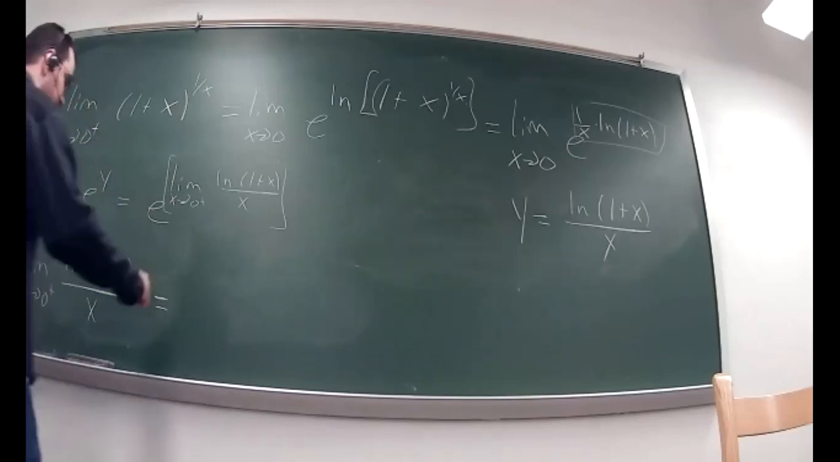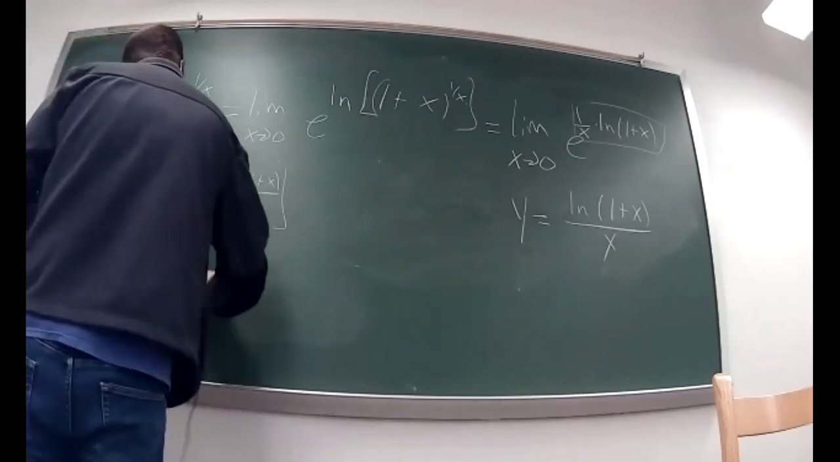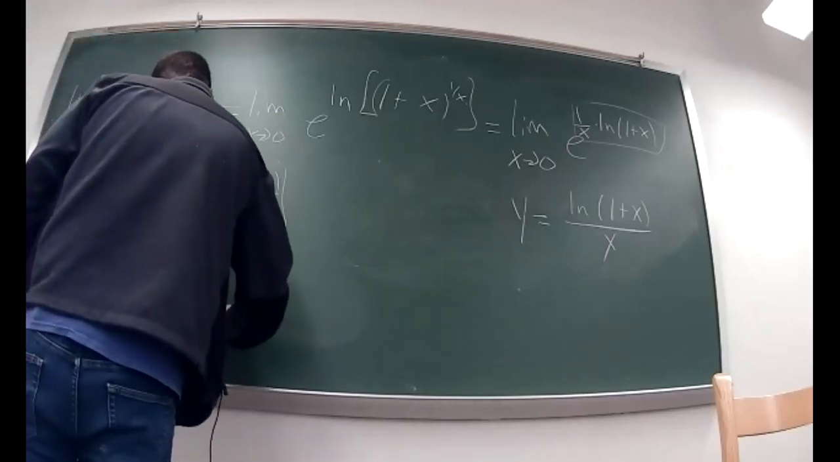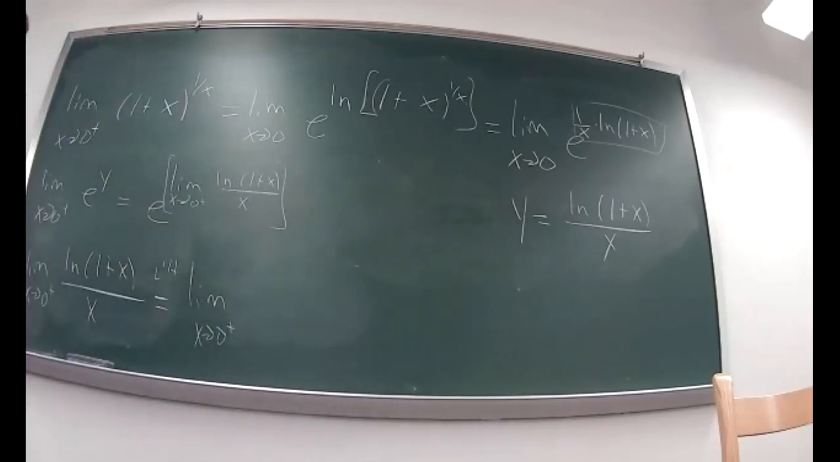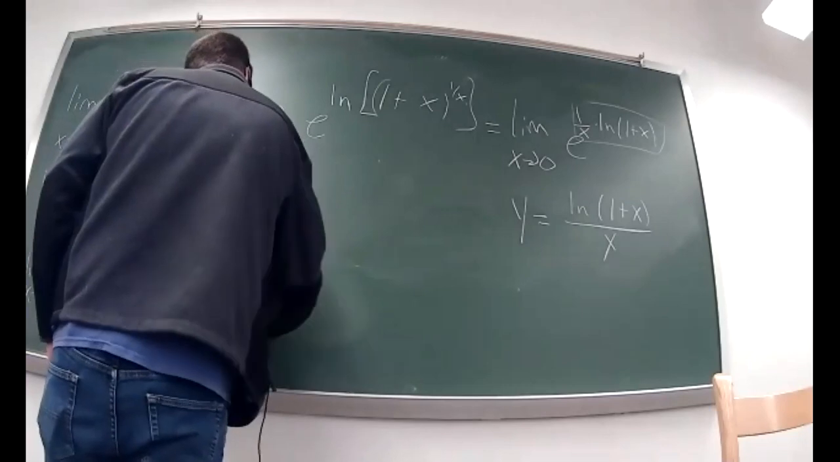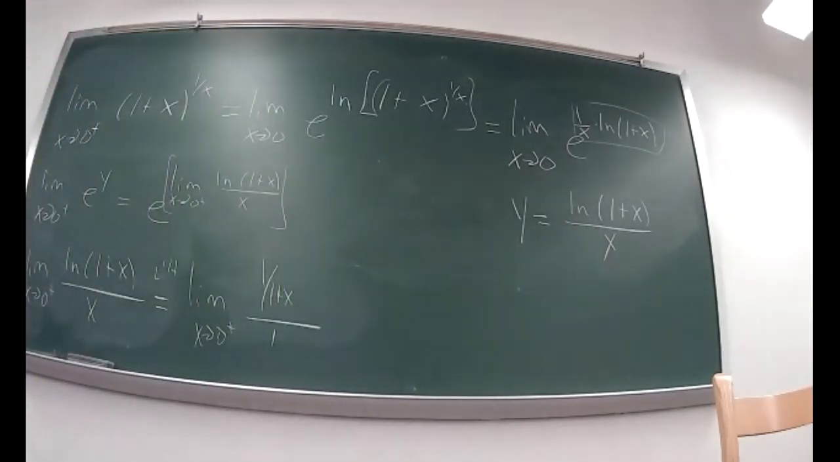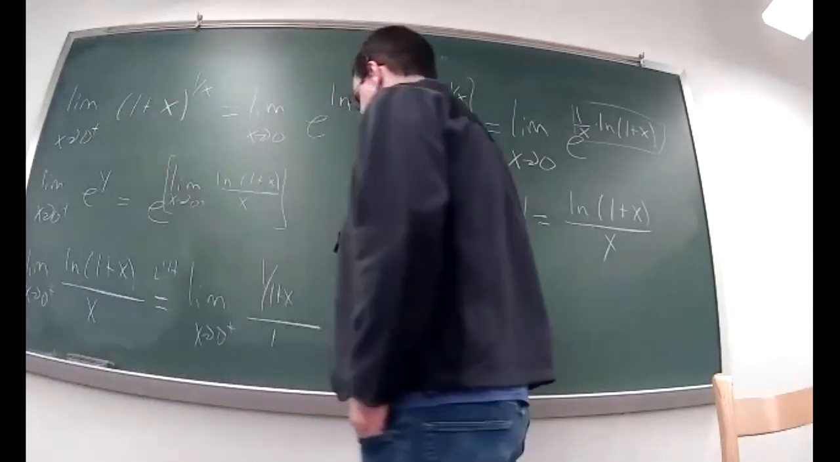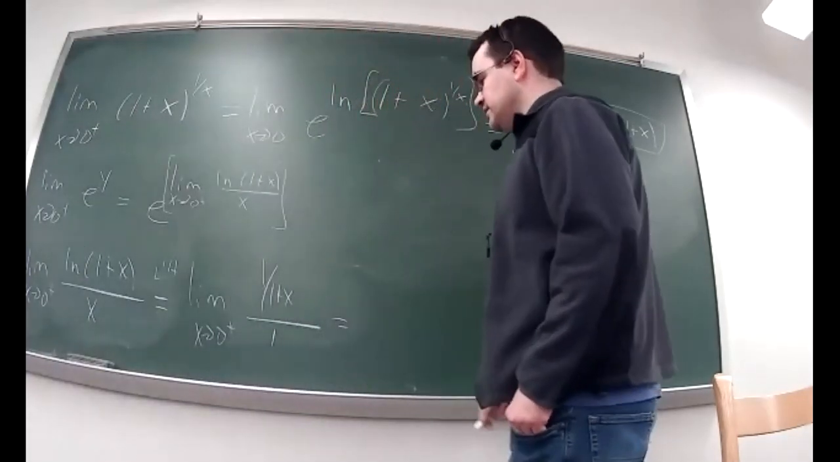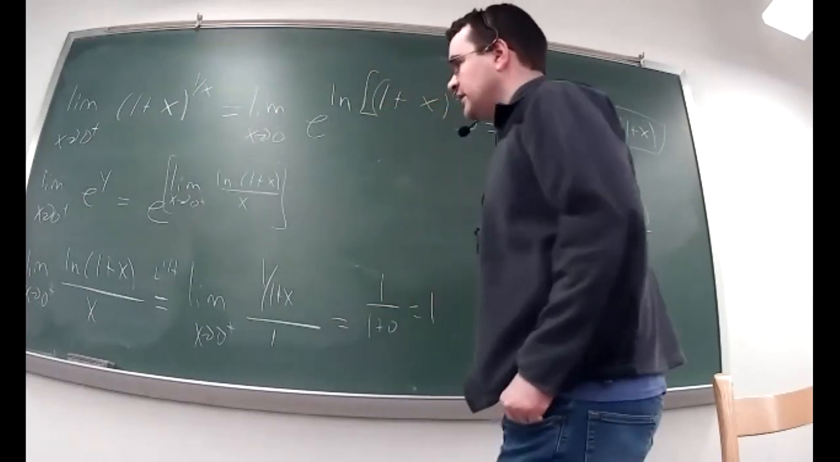So this thing I can use L'Hopital's rule on. I can take the derivative of natural log of 1 plus x, 1 over 1 plus x, divided by the derivative of x, which is equal to 1. And this, I can just plug in 0 straight away, so I can just write 1 over 1 plus 0 equal to 1.